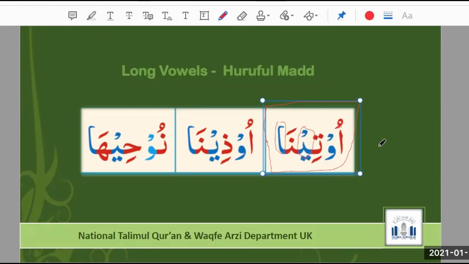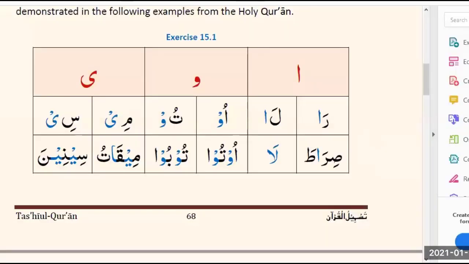Utina, or if you want it easy, uzina, nuhiha. If you remember any of these three words by heart, then you will always remember the huruful madda. So we will do a little bit of practice. Can you please read one by one?